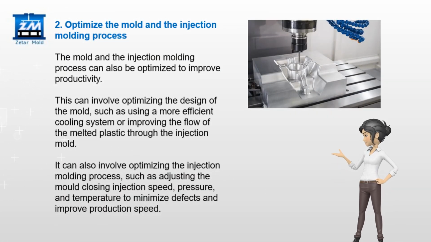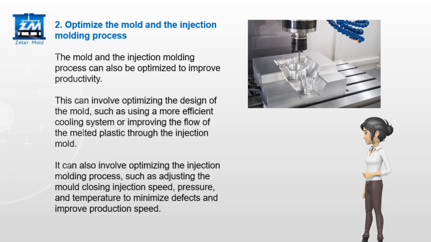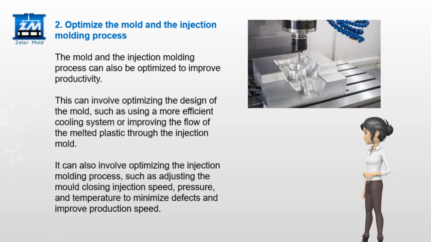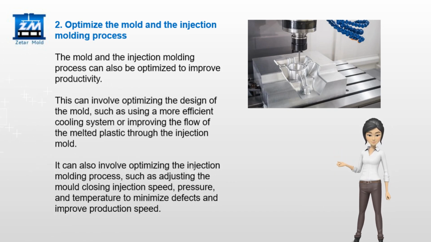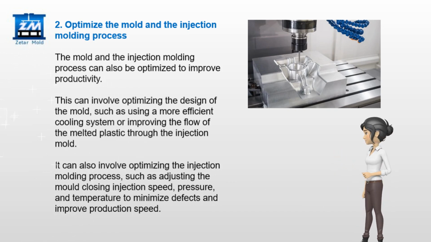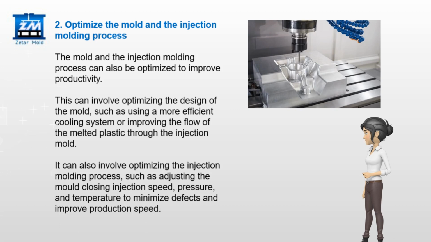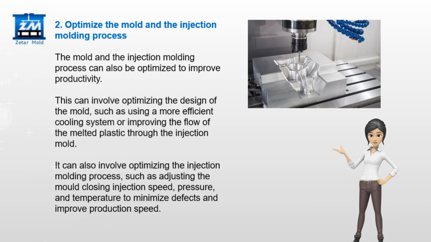Optimize the mold and the injection molding process. The mold and the injection molding process can also be optimized to improve productivity. This can involve optimizing the design of the mold, such as using a more efficient cooling system or improving the flow of the melted plastic through the injection mold. It can also involve optimizing the injection molding process, such as adjusting the mold closing, injection speed, pressure, and temperature to minimize defects and improve production speed.